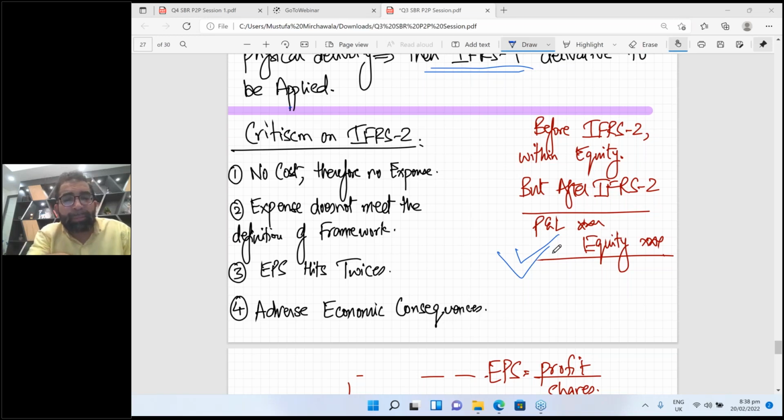Number two, people said this expense does not meet the definition of the framework. This is not according to the framework. IFRS 2 said this expense is the pure application of the matching principle.